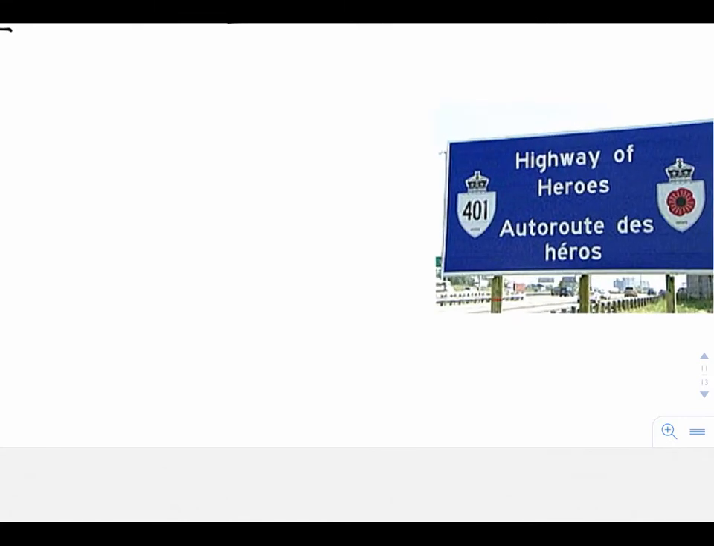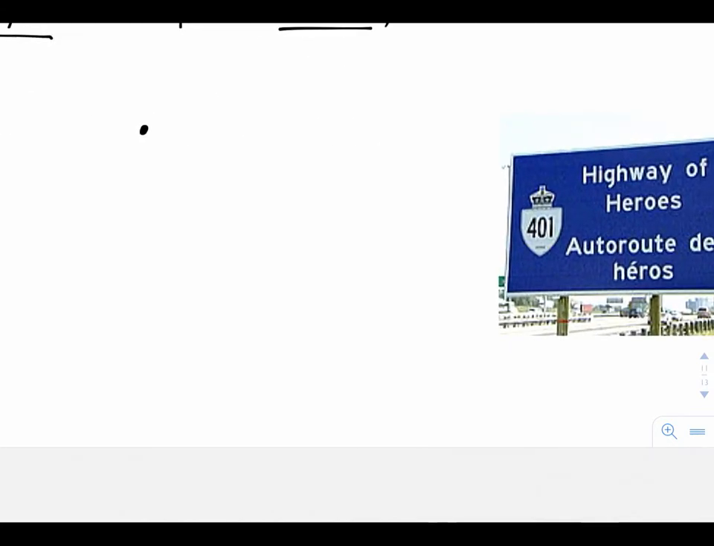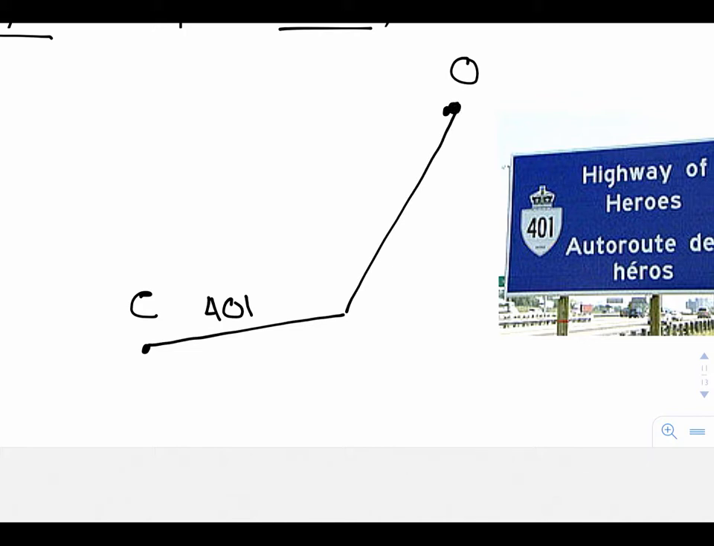So I'm going to draw just a little diagram right here. He's going from Cambridge to Ottawa. So here is Cambridge, and let's say Ottawa's up here. So part of it, let's say the first part, Mr. Wills travels on Highway 401. So this is Highway 401. And then for the rest of it, and I'm not exactly sure how much, but I'll just draw another line, he travels on Highway 7. So this is Highway 7.